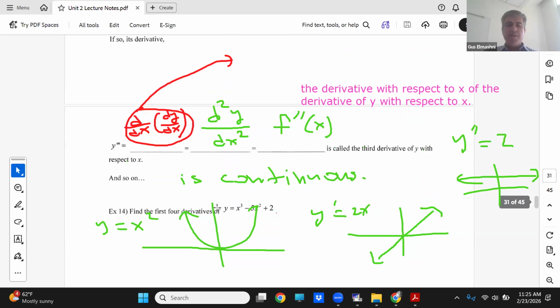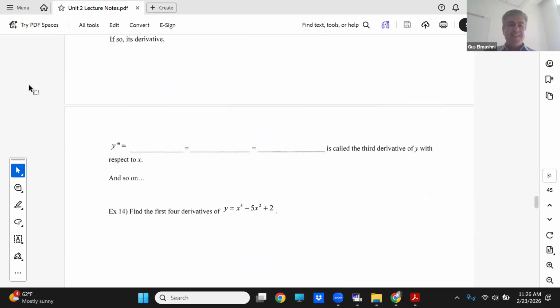So sure, can you do a third derivative? Why not? It looks like this. d/dx.